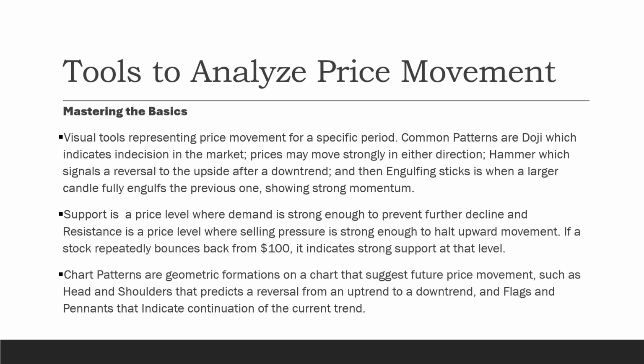Another tool that we can use is support and resistance levels. Support is a price level where demand is strong enough to prevent further decline, and resistance is a price level where selling pressure is strong enough to halt upward movement. If a stock repeatedly bounces back from 100, that indicates there is strong support at that level.